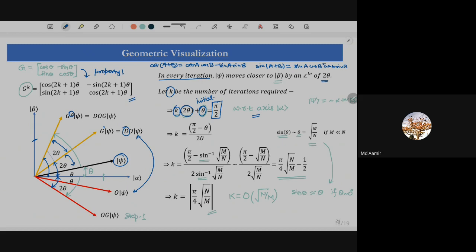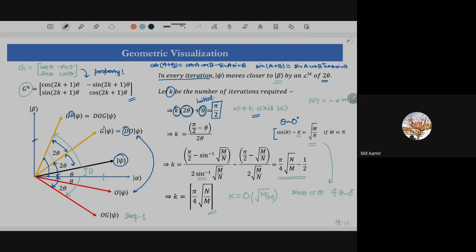And the assumption here is that theta is very small, kind of like 0 degrees. It's very small, and that can be understood because we have a huge list, but we have a very small number of solutions. So we can safely assume that.